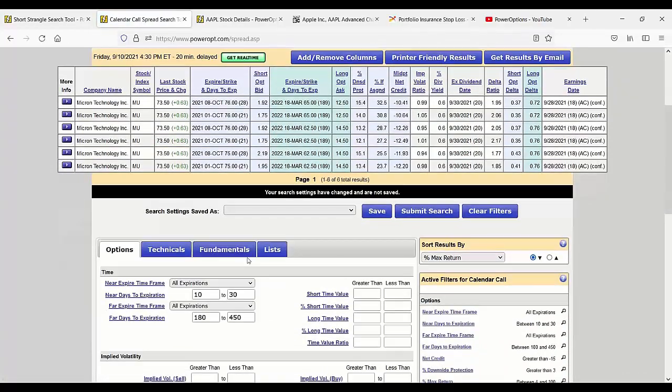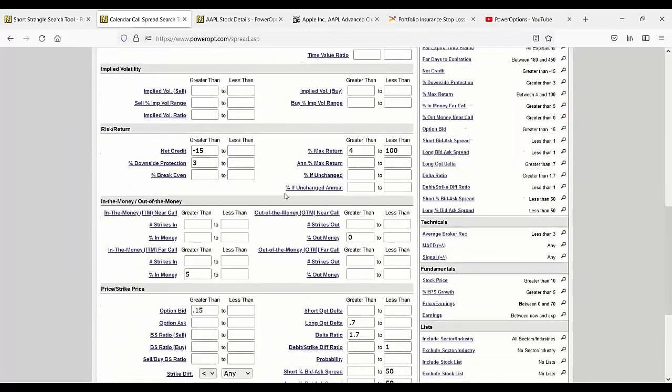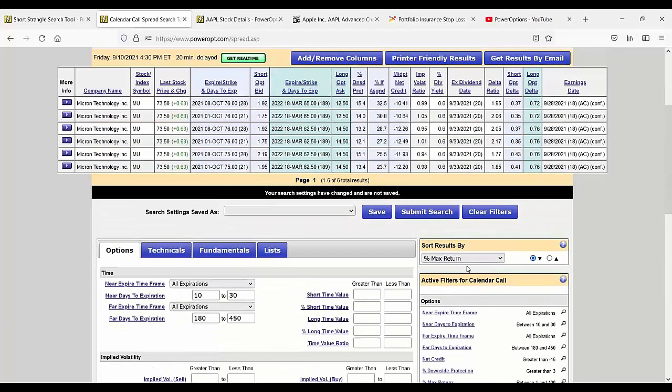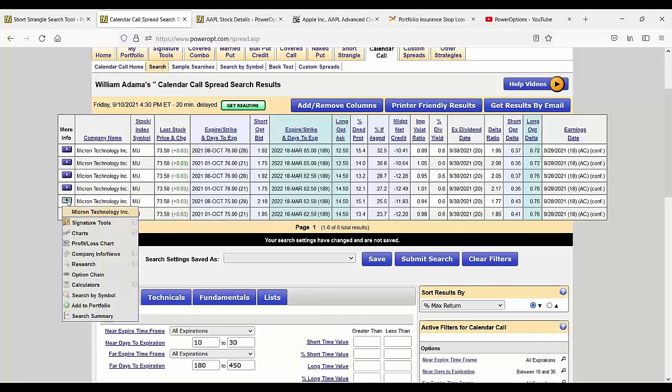Good. Oh, it's all Micron. I want a good, reasonable return. And what else did I mention? Some good stock criteria: earnings per share growth greater than 5, avoiding earnings between now and the short call expiration, relative good PE ratio, good broker rec, and I'm going to look for a stock that's trading in an uptrend. Okay? What is that debit to strike difference ratio I was looking for? Do I have a 75, 65? No, that's fine. I'm going to use a 75, 62.5.